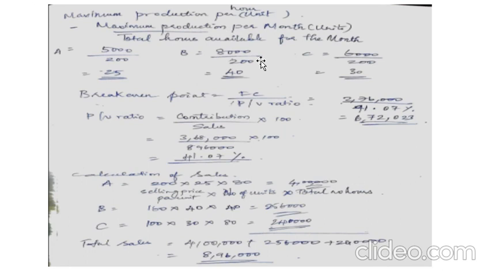A's maximum production in a month is 5,000, and it takes 200 hours. So 5,000 divided by 200 will give you 25. Then for B, 8,000 units are produced, so 8,000 divided by 200 gives 40. So 25 units can be produced under A in 1 hour, and for B, 40 units can be produced in an hour. Then for C, 6,000 is the total maximum production divided by total hours 200, so 30 units can be produced in 1 hour for C.